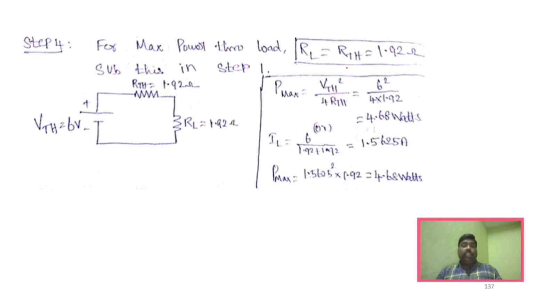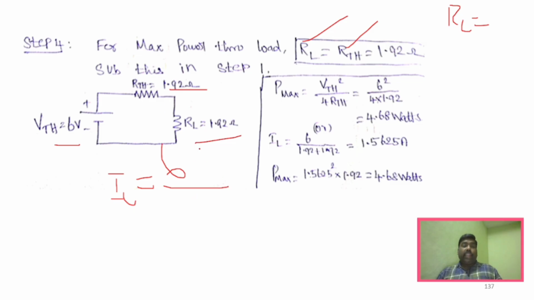And now we can find out the load resistance. That is, you know that RTH is equal to RL. Only then the maximum power will be delivered. So whatever value you obtain as RTH, that will be equal to RL. And if you substitute those values here, we can find out the IL. What is IL? IL is equal to 6 volt divided by 1.92 plus 1.92. You can see that is the IL.